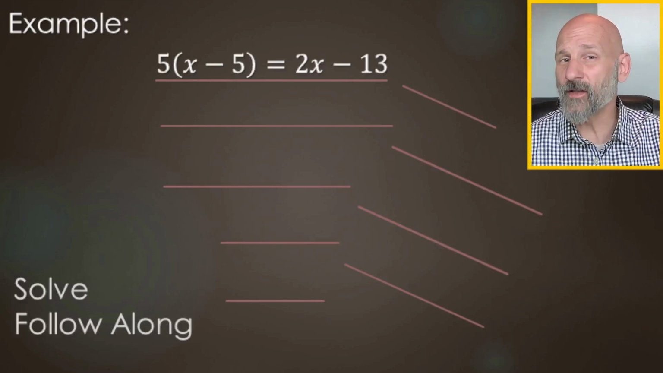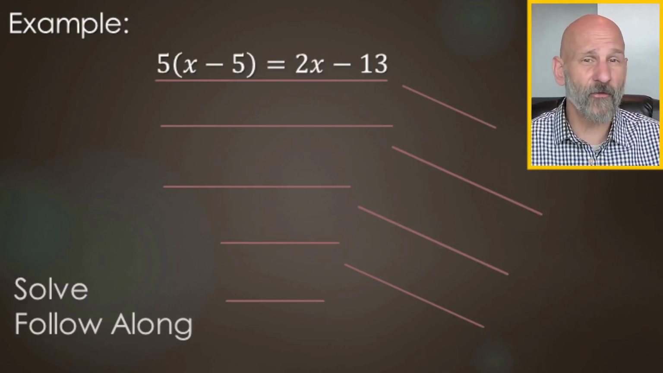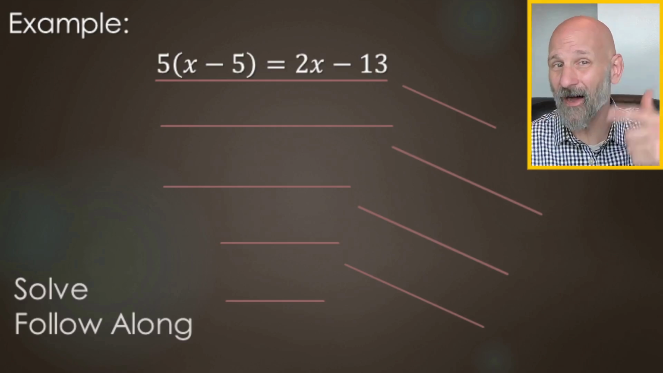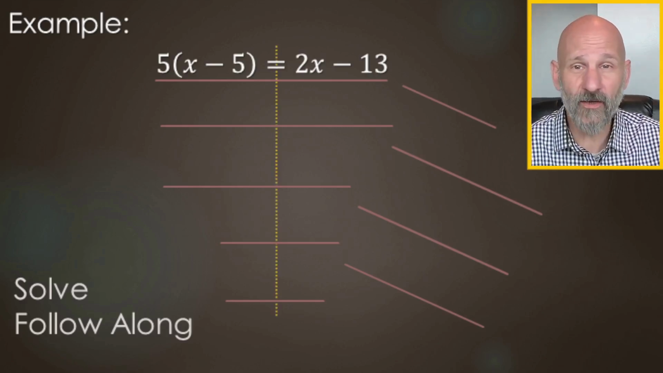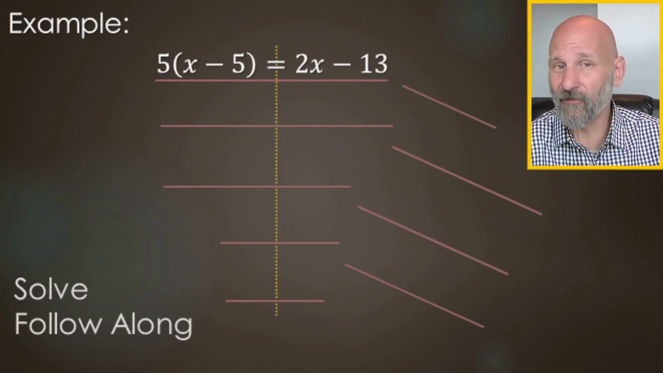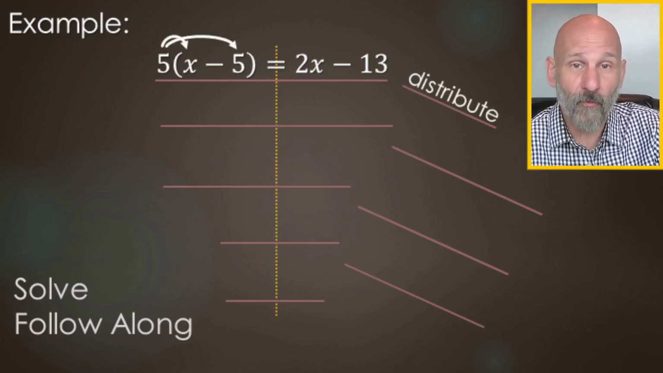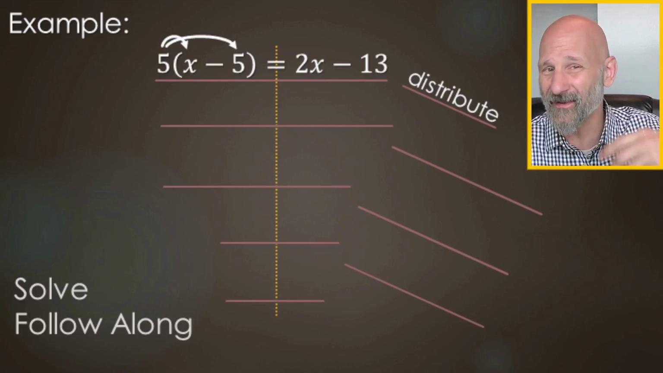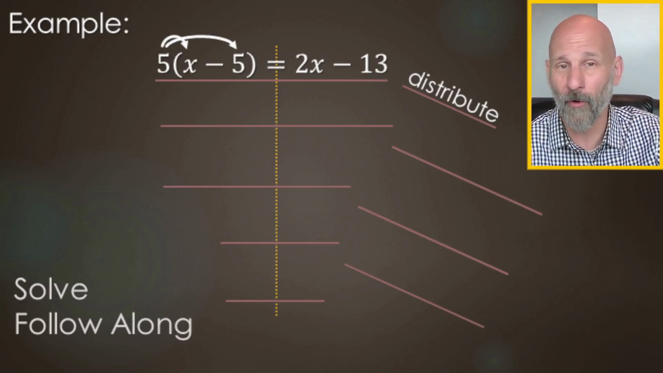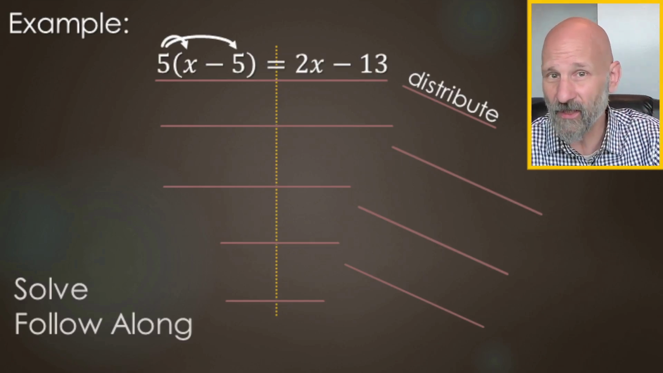So remember, when we start solving equations, the first thing we want to do is simplify both sides of the equal sign. So on the left side, if we notice we have the 5 times x minus 5, we're going to distribute that first. And that's kind of the generic start for when you have parentheses in your equation.